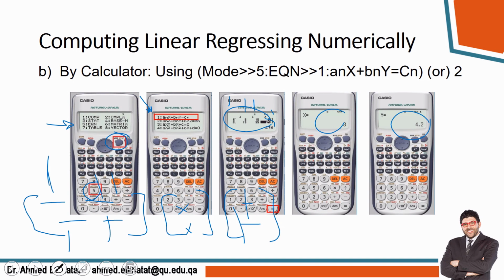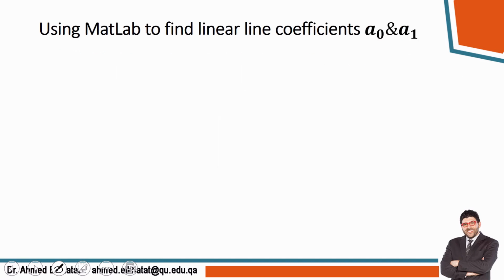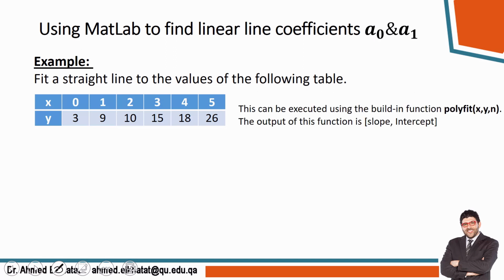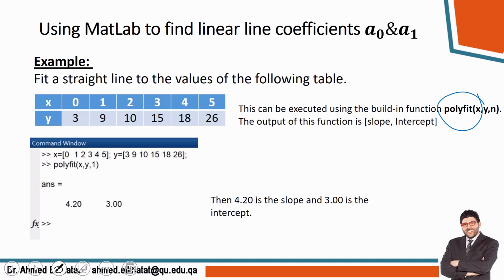Now let's take the same example but using MATLAB. MATLAB is much easier. We can use polyfit, a built-in function in MATLAB to find the coefficients. So we put x and we put y, and then we create the function polyfit(x, y, 1). 1 is the order. 1 means first order. If you want second order, you put 2. If you want third order, you put 3, and so on.